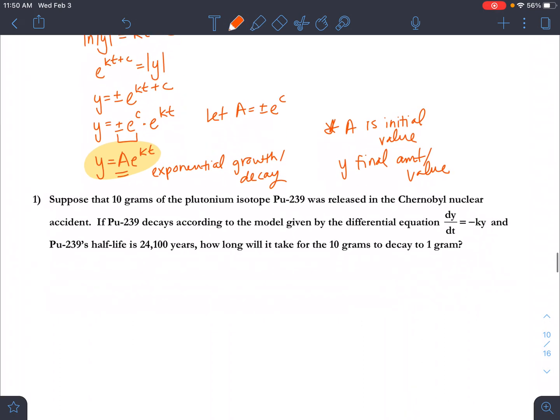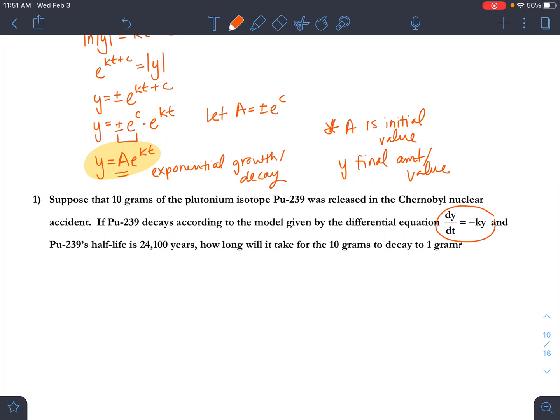It says, suppose there's 10 grams of plutonium isotope Pu-239 released in the Chernobyl nuclear accident. If Pu-239 decays according to the model given by this differential equation, dy/dt equals negative ky, and its half-life is 24,100 years, how long will it take for the 10 grams to decay to 1 gram?